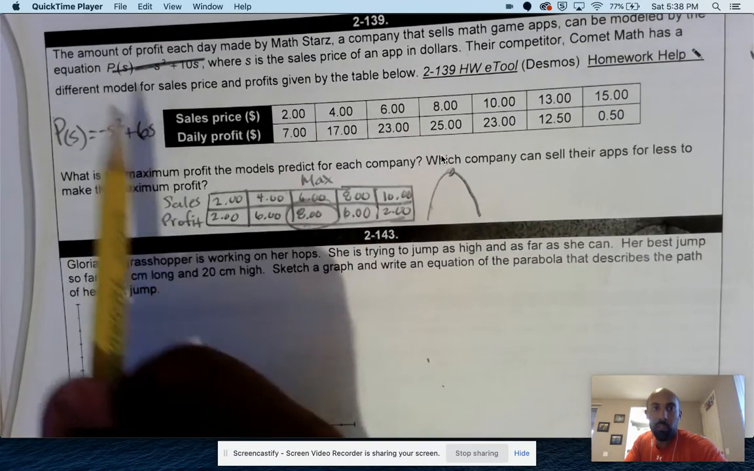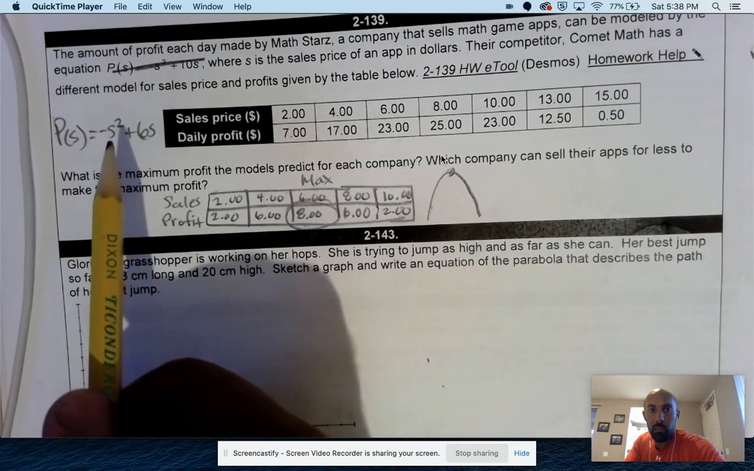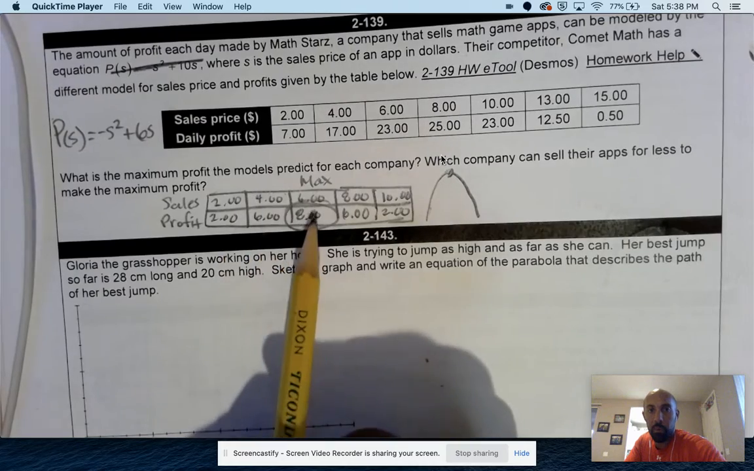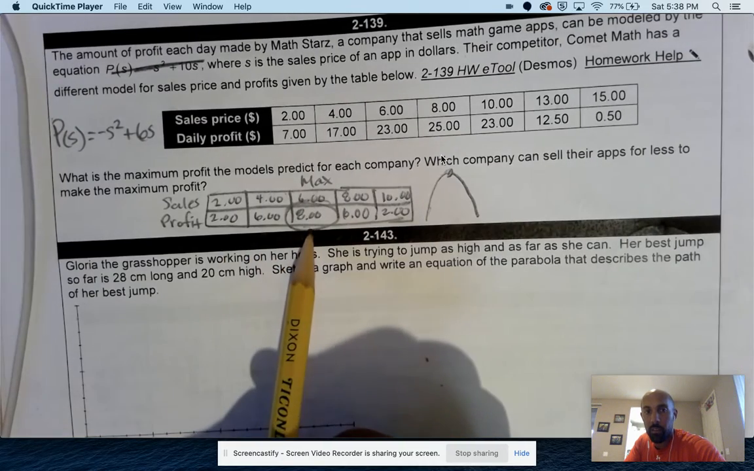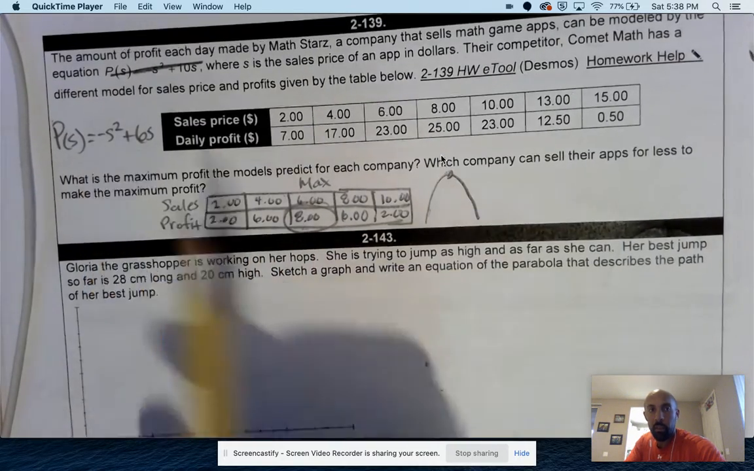Okay, so, because the question is, what about Math Starts? What's the maximum profit for them? The max profit here for Comet is $8, but what about the other company?